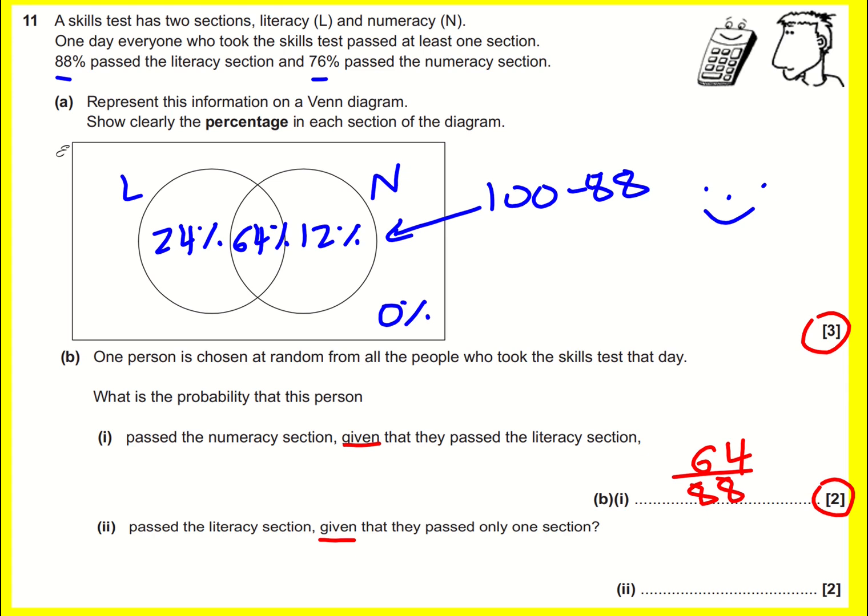And then the probability that they passed the literacy section, given that they passed only one section. Okay, so now I know they only passed one section, they didn't pass both, I can get rid of these people. So what's the probability they passed the literacy section? Well, there's 24% that did, and then in total, there were 36%, and that's going to be my answer for the second part. Just be careful with these conditional probability questions, just cancel out the people that you're not interested in, and then it's like a typical probability question in a Venn diagram.